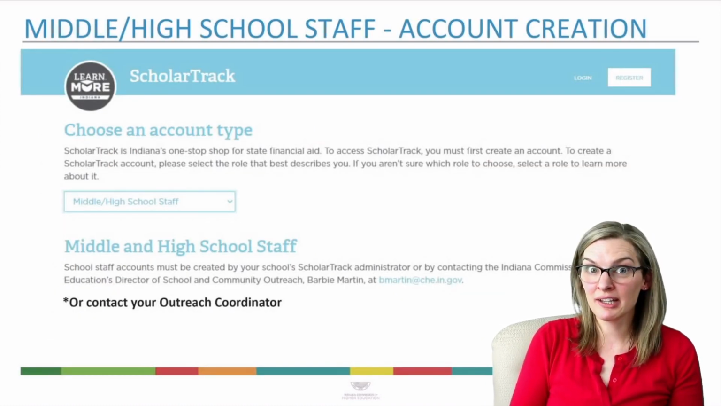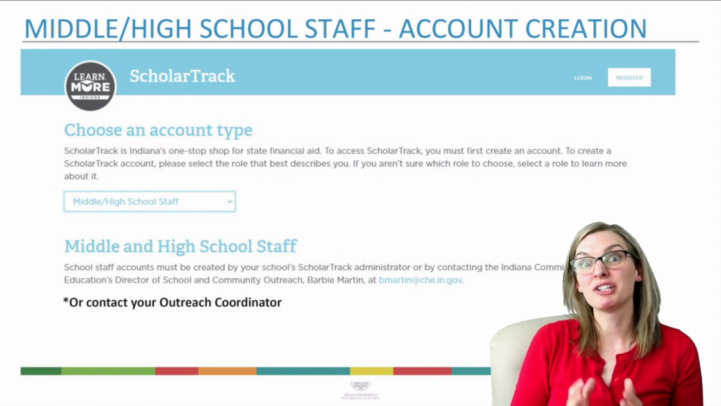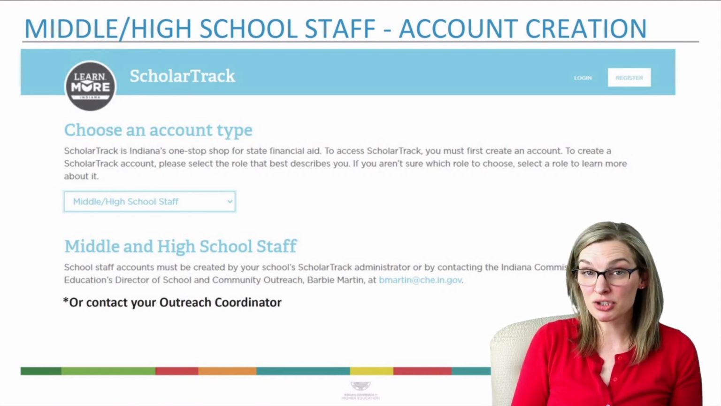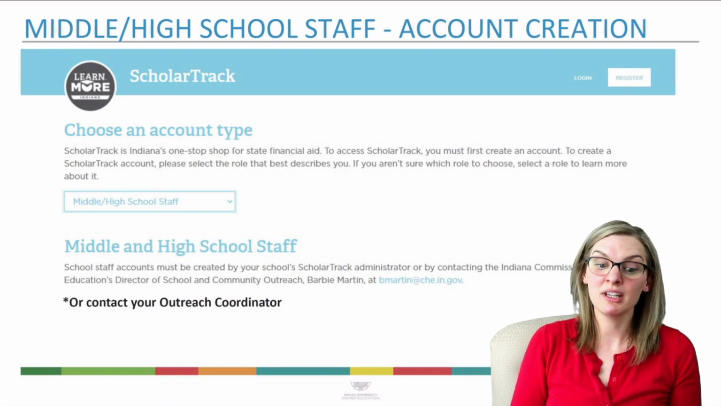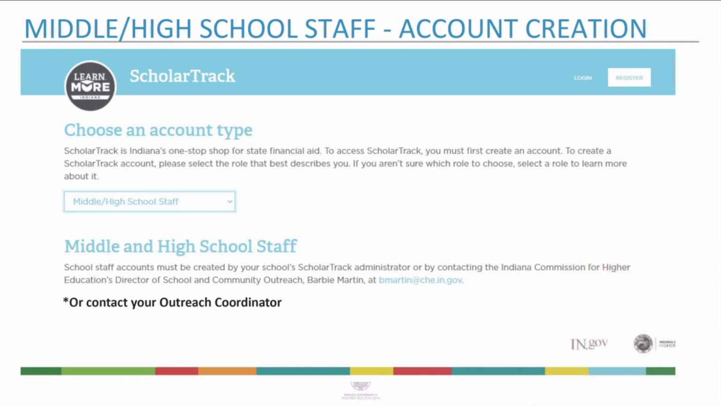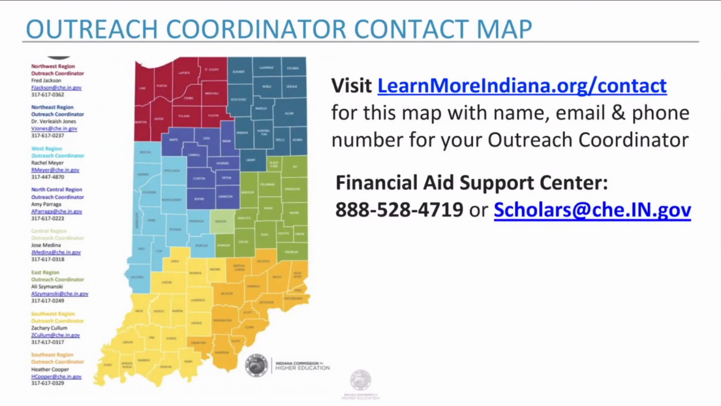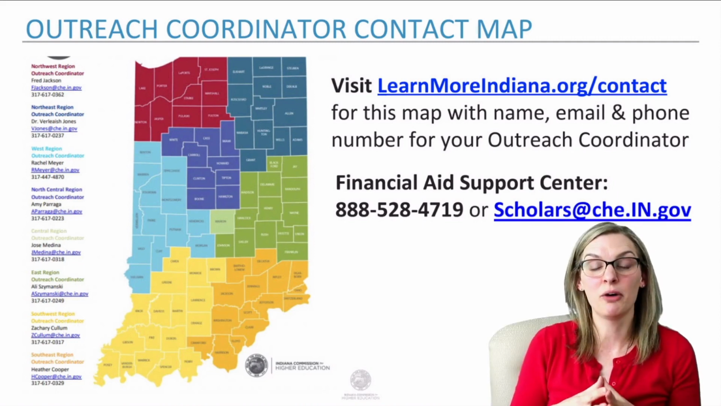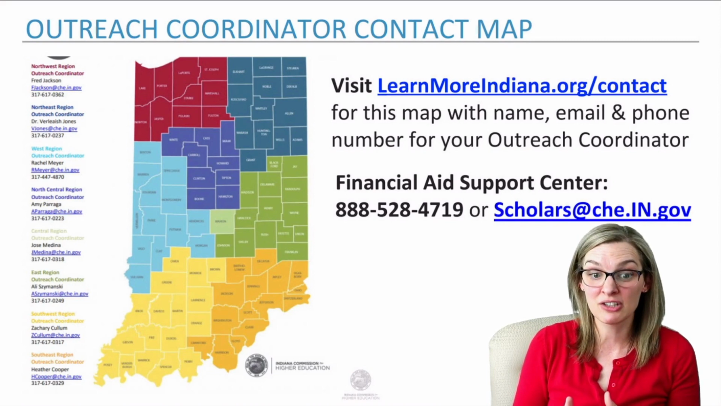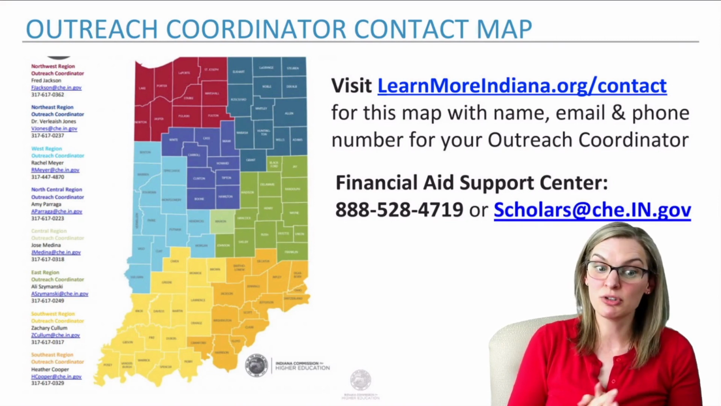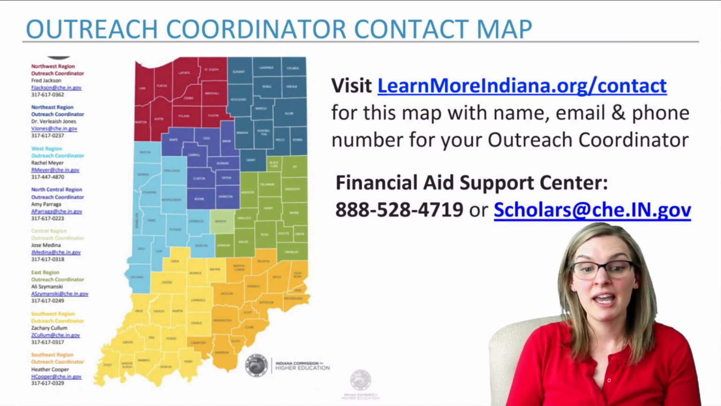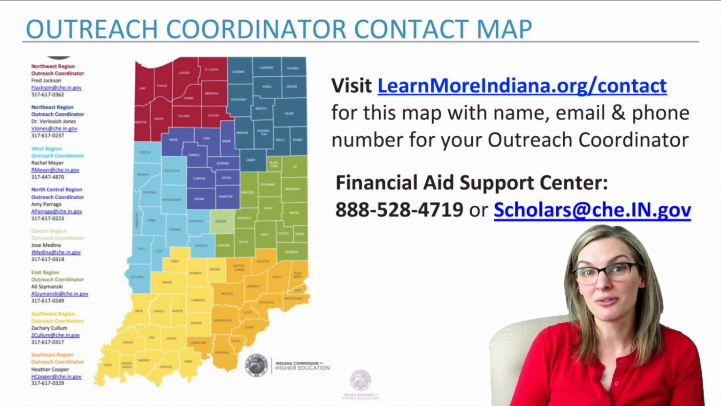So to create an account, what you're going to do is you're actually going to email us. You can email your outreach coordinator for your region, or you can email our school and community manager. Her name is Barbie Martin, and her information is on the screen for you. And if you're not sure who your outreach coordinator is, here you go. So this is our map. We have 8 of us around the state that specialize in helping you and your students with all of your state financial aid information. So you would just find the county that you work in and reach out to us, and we would help create your account.